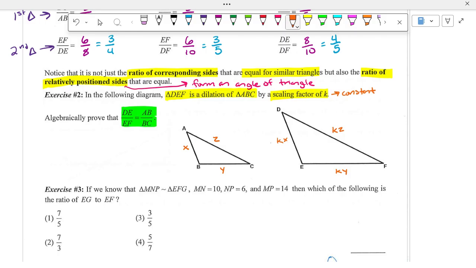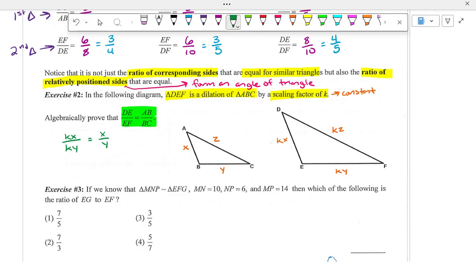So if we want to show that DE over EF is equal to AB over BC. All right, we're just going to take the values that we have. So we have DE and EF. All right, so I'm going to do DE, so KX over KY, and that should be equal to AB over BC. So that would be X over Y.